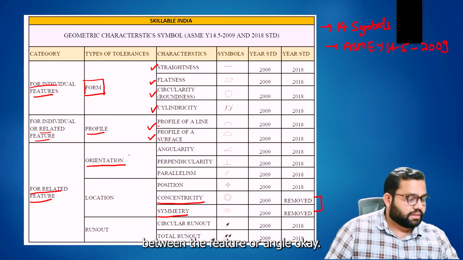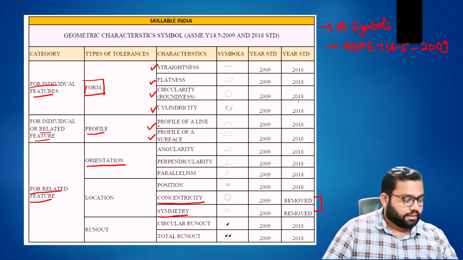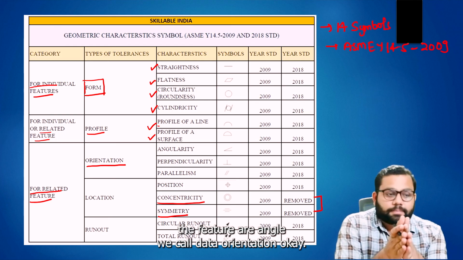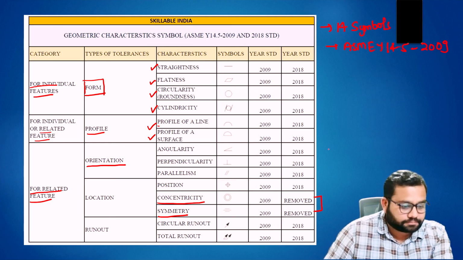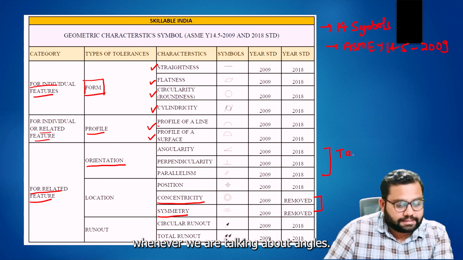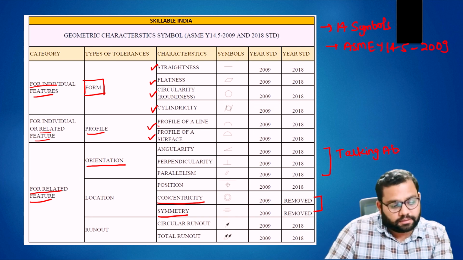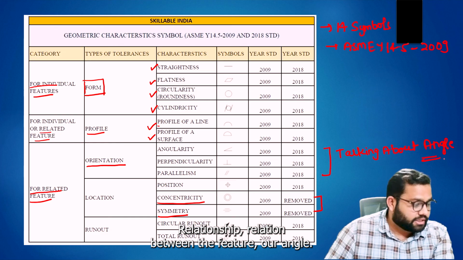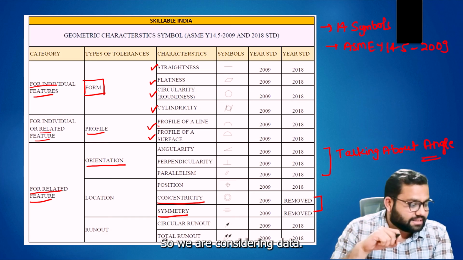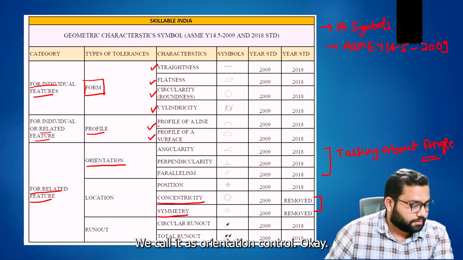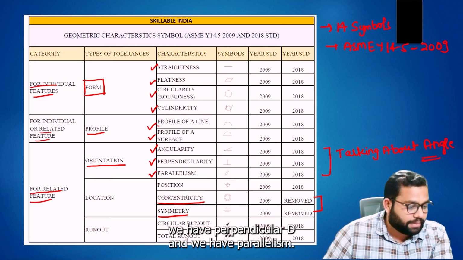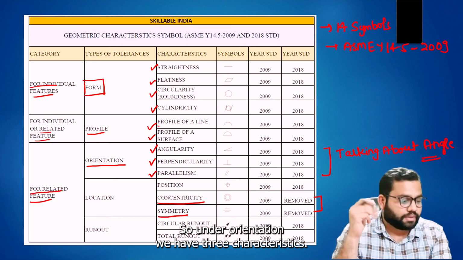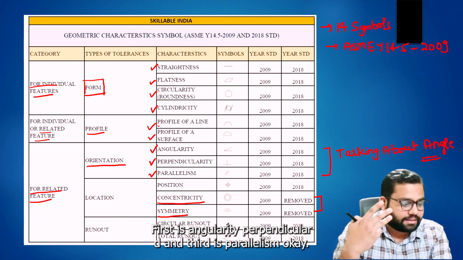Whenever we are talking about the relationship between features or angles, we call it orientation control. Under this we have angularity, perpendicularity, and parallelism. So under orientation we have three characteristics: first is angularity, second is perpendicularity, and third is parallelism.